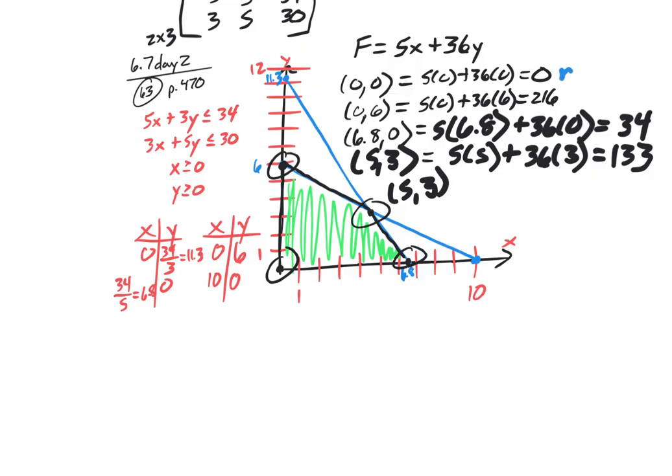Okay. This value obviously is my minimum. 0 is the lowest value out of all 4 of those values. The highest is the 216, so that is our maximum.